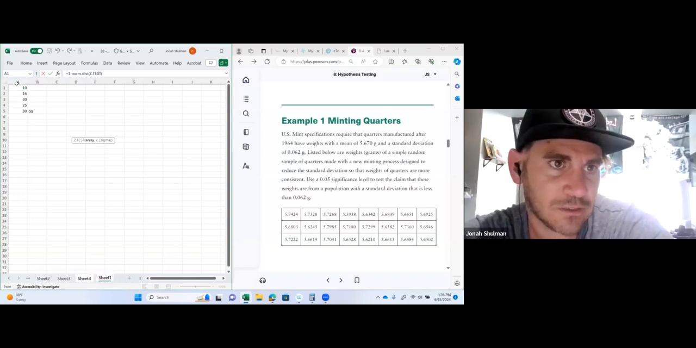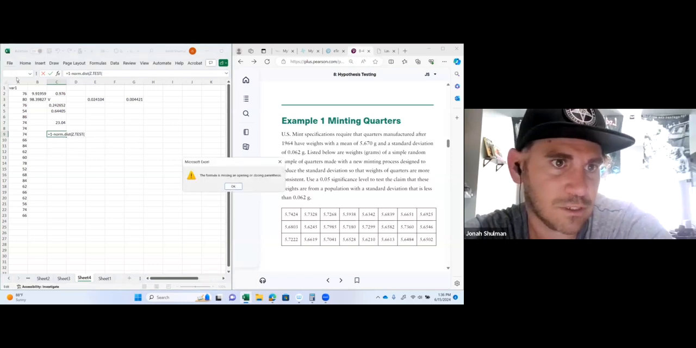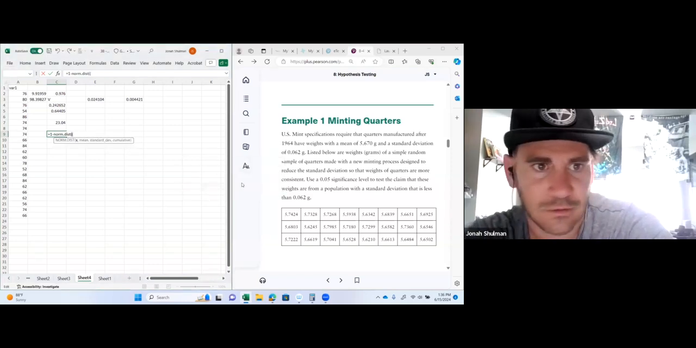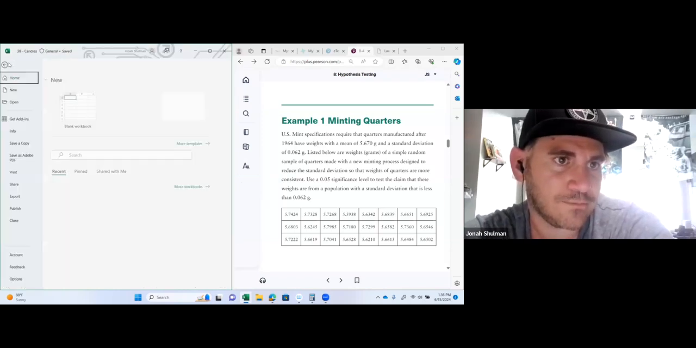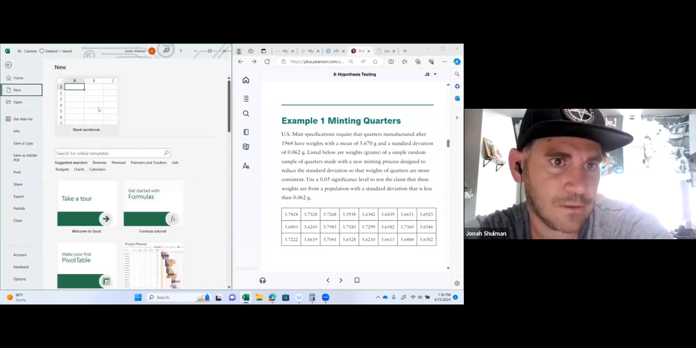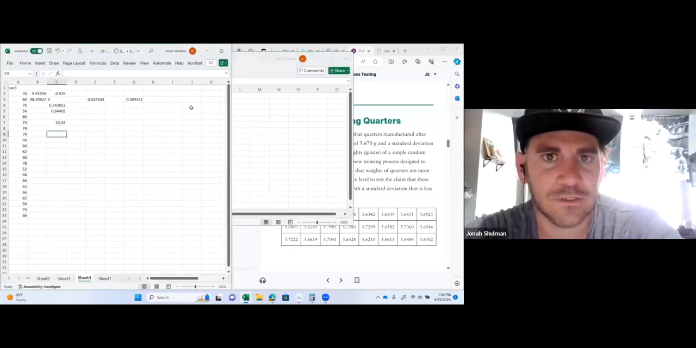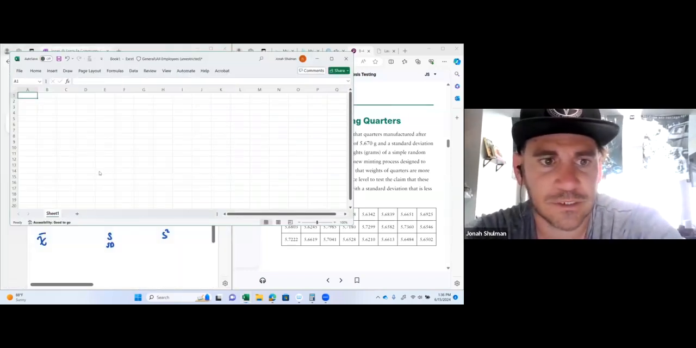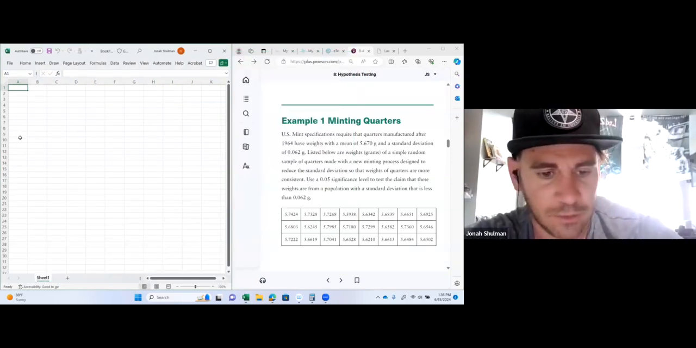Oh, they're not letting me make a new sheet. Oh, okay. I don't care. So file, here we go. I just ran out of pages because I did so many. So this is going to take me a little bit of time to type in, but I don't mind. I want to show you exactly how to do it.